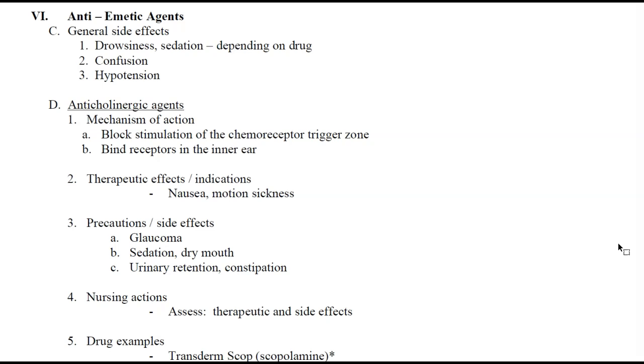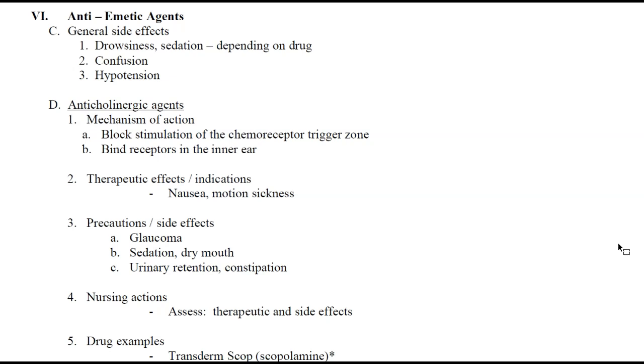First, let's talk about anticholinergic agents. These are types of anti-emetic agents. Anti-emetic is their therapeutic class. Anticholinergic in this case is the pharmacologic class. The mechanism of action of this medication is blocking stimulation of the chemoreceptor trigger zone, and then it binds to the receptor in the inner ear. The therapeutic effects: this results in controlling or preventing nausea and motion sickness.